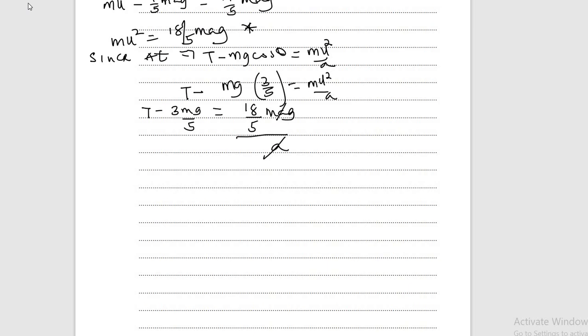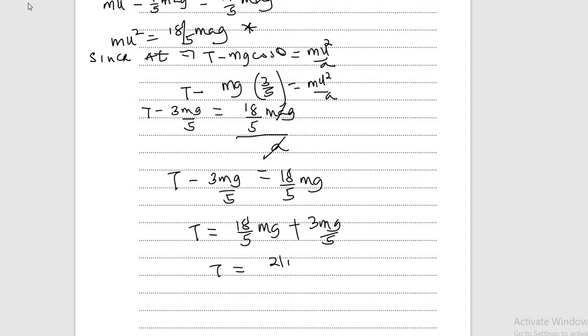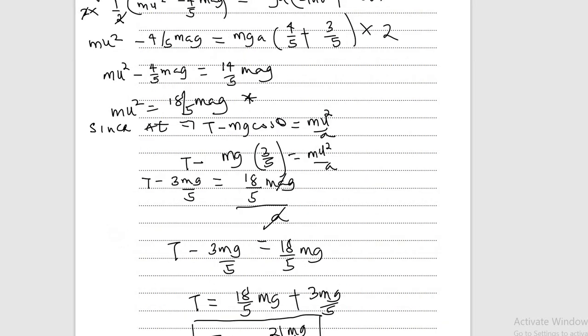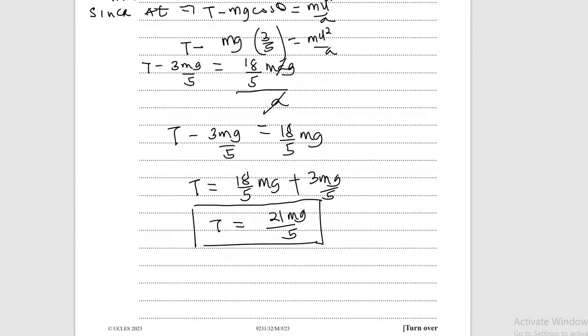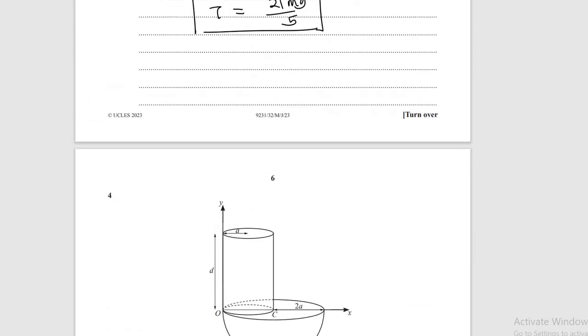So A cancels A. T minus 3 mg over 5 will be equal to 18 over 5 mg. At the end of the day, T will be 18 over 5 mg plus 3 mg over 5. So T will be 21 mg over 5. That is the value of the tension they asked us to find in terms of M and G. I believe it's clear. Questions are entertained in the comment section. Let's move to number 4.